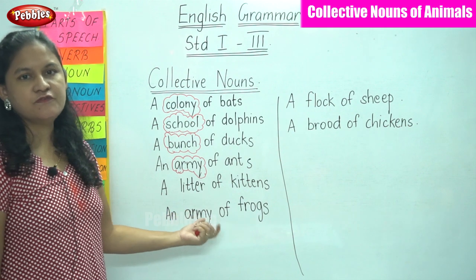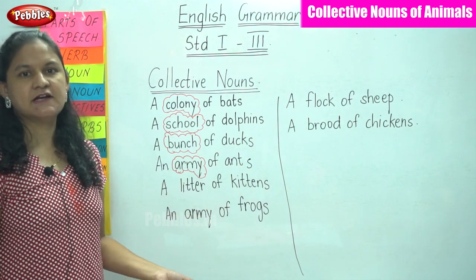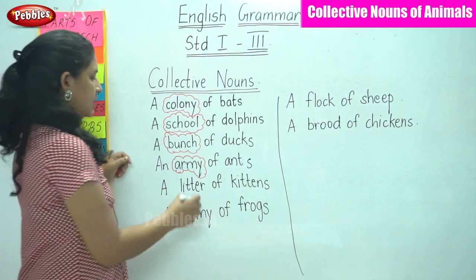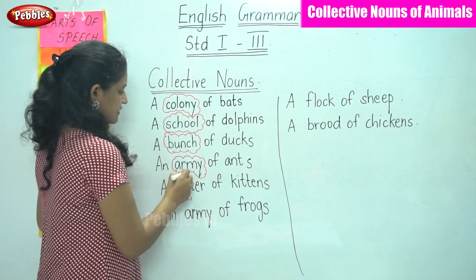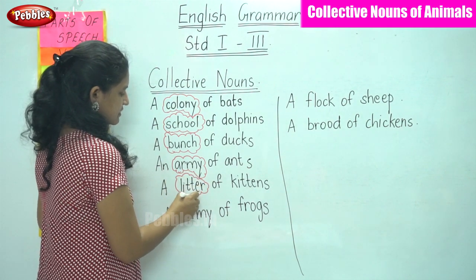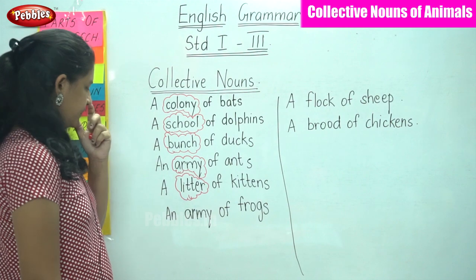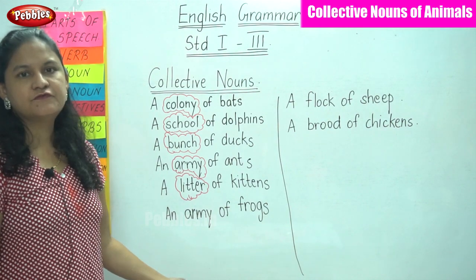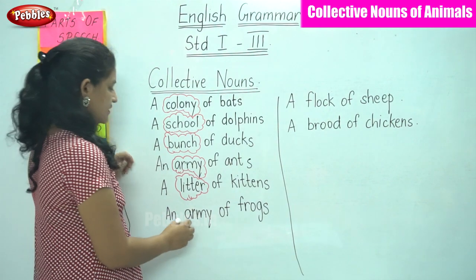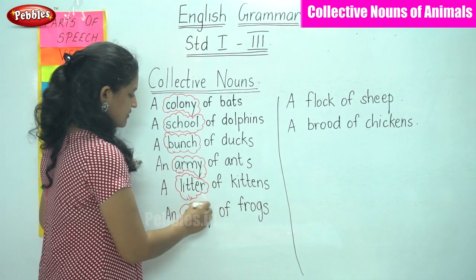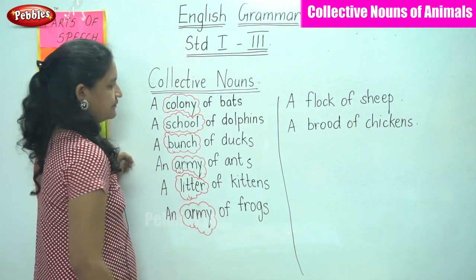A litter of kittens. So we say a litter of puppies or a litter of kittens. So it is called a litter of kittens. An army of frogs. So many frogs together are known as an army of frogs.